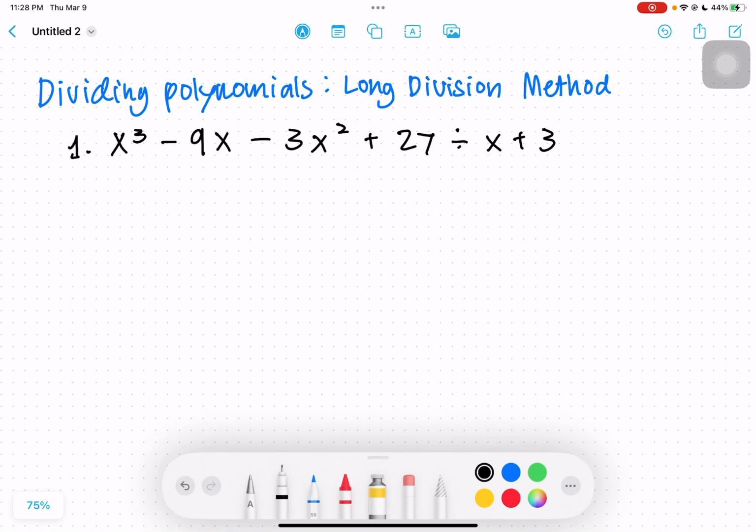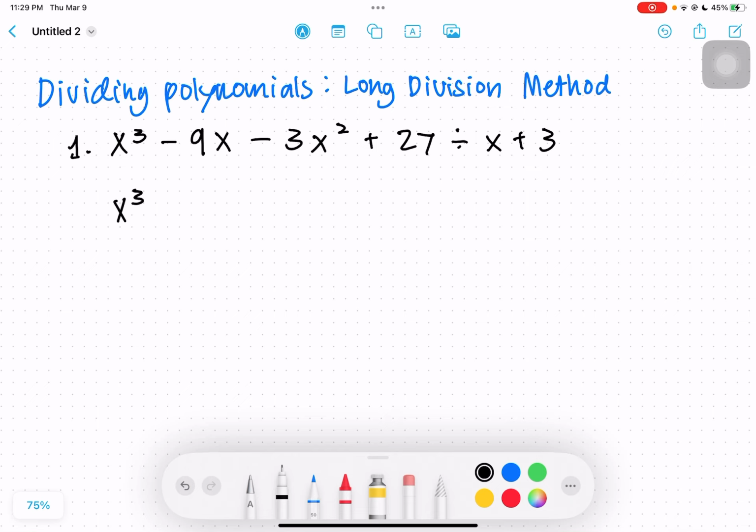Okay, this is the first example that mom gave us. Before you solve it, you have to make sure that it's in the correct order, which is descending order from biggest term to lowest term. The biggest term is always the one with the highest exponent. In this case, it's x³ because it's cubed.